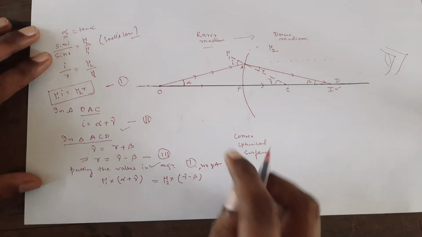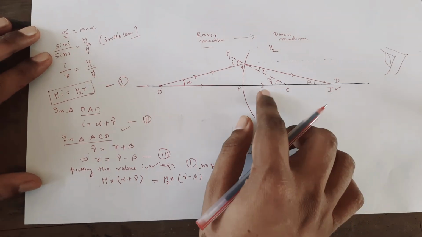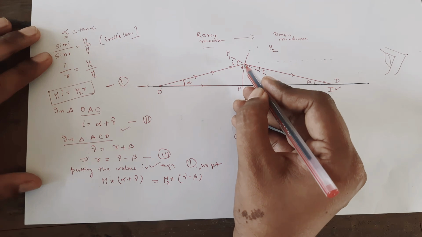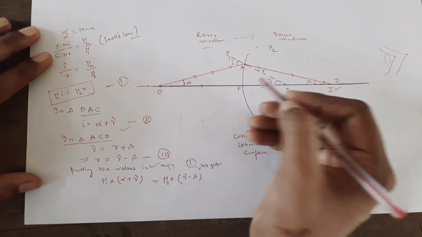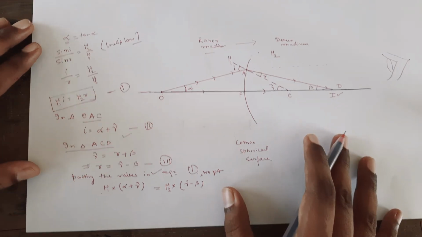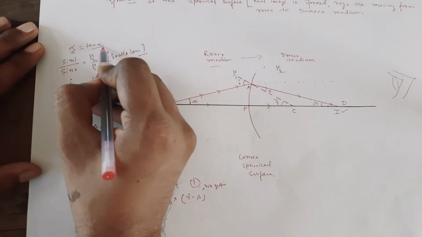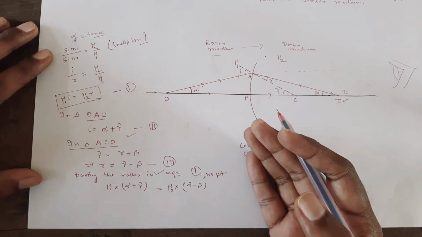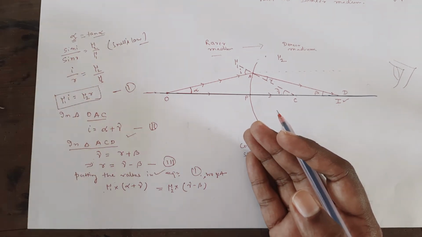Now as the angles alpha, beta, gamma are very small, because the aperture is very small and this point A is very close to the point B, we can say that all the angles are small. So in that case, alpha can be written as tan alpha, similarly beta can be written as tan beta, and gamma can be written as tan gamma.